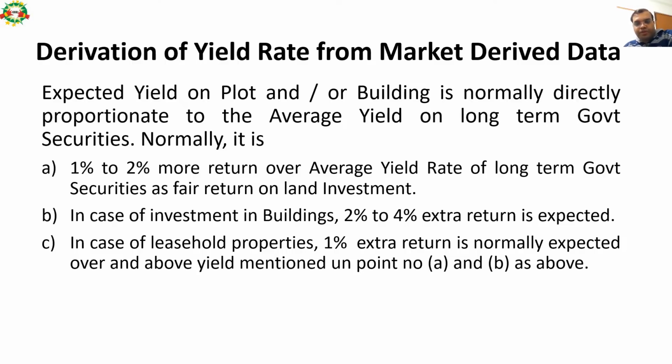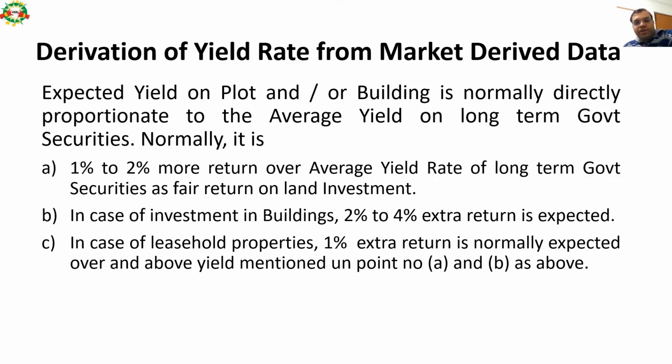But in a practical situation, as a valuer, we may be required to assume these data after gathering data from the market. So how is it to be derived? Let us see. Expected yield on plot and/or building is normally directly proportionate to the average yield on long term government securities. So whatever yield is available on government securities in the market, there is a linkage with it which the market accepts. There are certain case studies and case laws also, and some court decisions which justify these assumptions. We will discuss that in upcoming sessions.